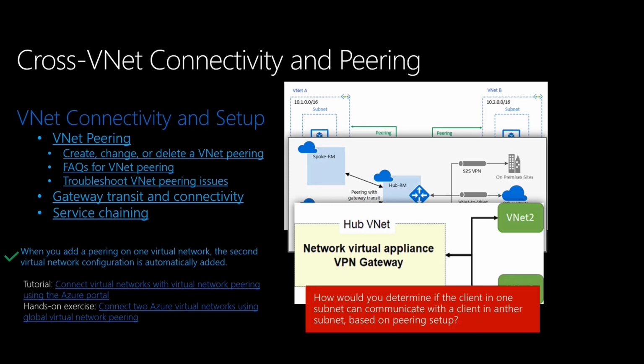So from an exam perspective, think about how you would answer this question. How would you determine if the client in one subnet can communicate with a client in another subnet, based on the peering setup? Would the machines in Spoke RM be able to talk to the on-premises network site machines going through Hub RM? How would you be able to tell whether that was possible or not? Or what are the factors that would go into that answer?